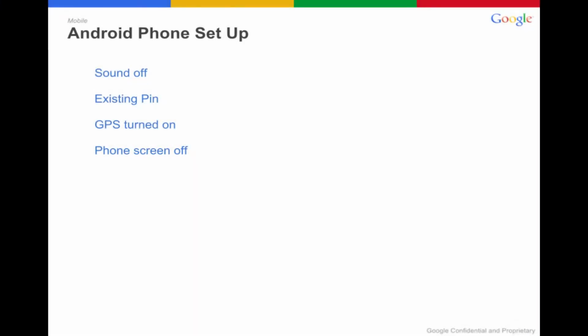Now, since this is a demonstration, I want to illustrate the features that I'm going to have on my phone. First, I'm going to turn the sound off. There will be a PIN on the device, and it'll be the existing PIN, and I'm going to show that it will be changed. I'll have my GPS turned on. It's not required, but it will give me more accuracy in the location of the phone. And finally, I'll have the phone screen off.